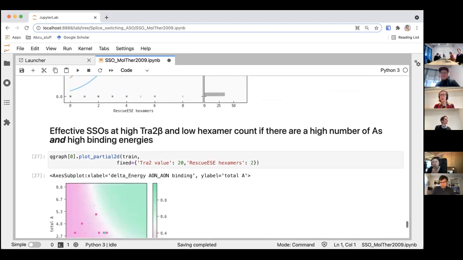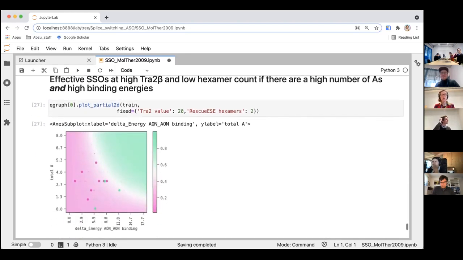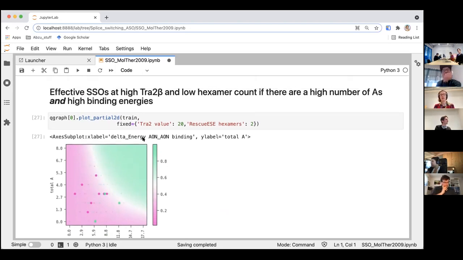We could do a partial plot in 2D where we plot the binding energies and the total number of A's against each other. And the colors are now that the more pink, the more ineffective, and the green is predicted to be effective. And we can see here that if we put the TRA value too high and the hexamers too low, that is where it could be difficult to design effective compounds.